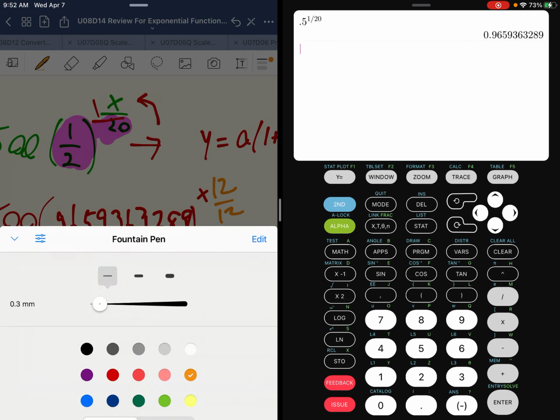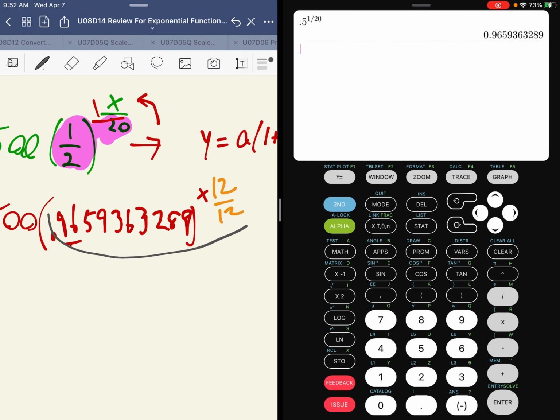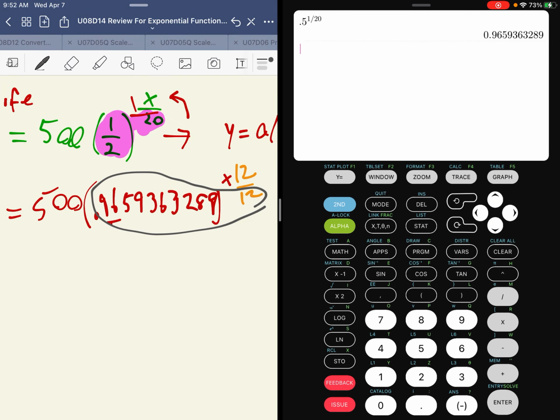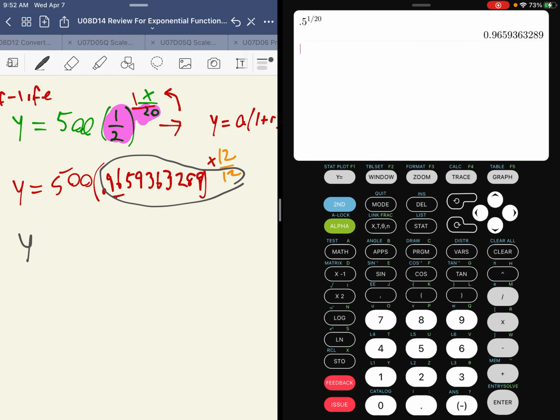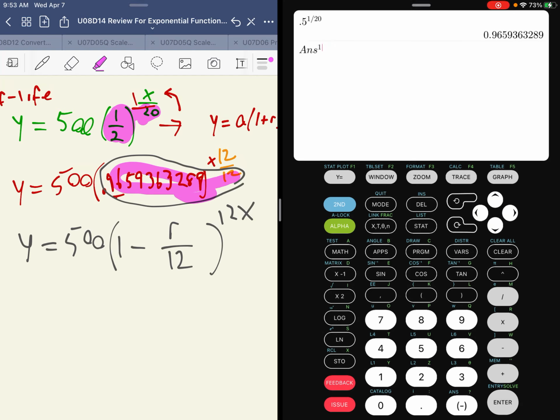and I'm going to bring the 12 in the denominator on the inside, and the reason for that is a monthly formula will say y equals 500 times 1 plus or minus. In this case, it's going to be minus because it's less than 1. Some r value over 12 to the 12x power. All right, so the way we're going to do that is we're going to simplify these together so that the 12x stays outside. So I'm going to raise that decimal to the 1/12th power.